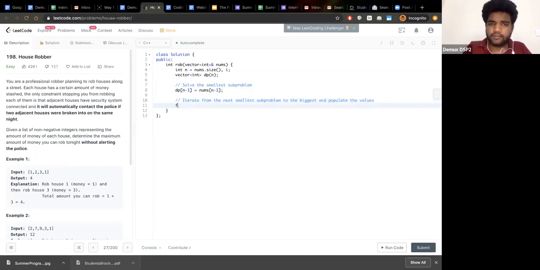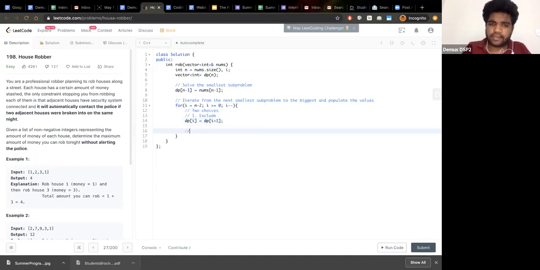So what is the next smaller problem? It is n minus 2, and I will keep going till 0. How do I solve this? I know that there are two choices. One is I can exclude it. So dp of I is what I'm trying to populate. If I exclude it, I will be left with dp of I plus 1.